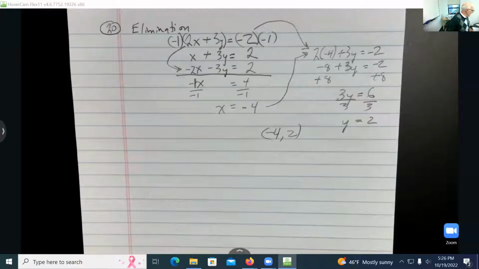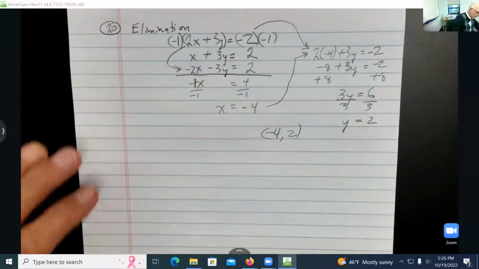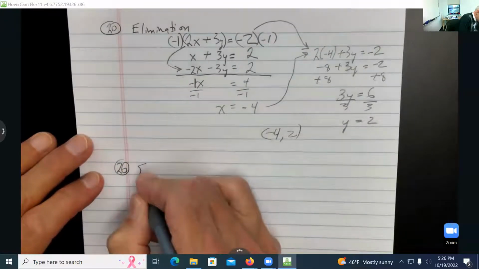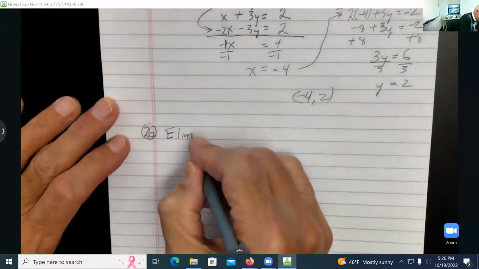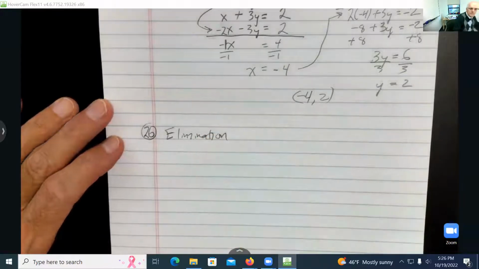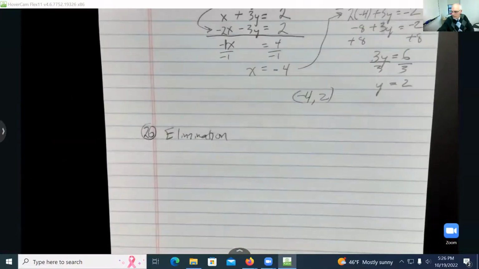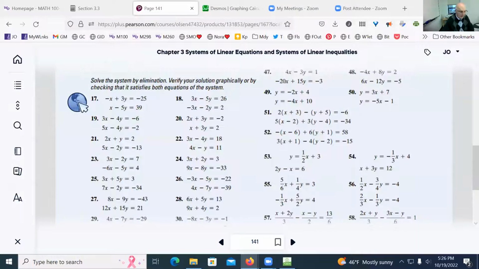Now I would like to do one slightly more sophisticated. I'd like to do number 26, which is also elimination. So let's take a look at the book. Here is number 26. Let's write this down in our notes. -3x minus 5y equals -22 is the first equation. And the second equation on number 26 is 4x minus 7y equals -39.